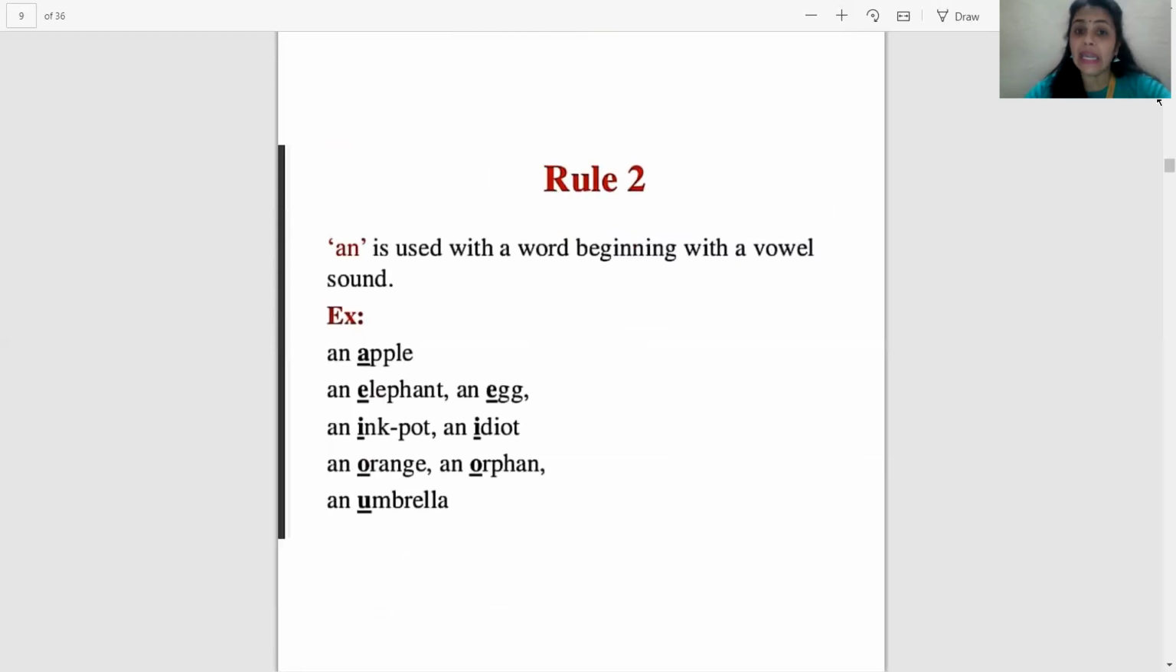Rule 2: an is used with a word beginning with a vowel sound. An apple, an elephant, an egg, an inkpot, an idiot, an orange, an orphan, an umbrella, and many of this sort. Here also we are not in a fix. We don't have any issue choosing because we know all these words begin with vowel letters, as well as their sounds being vowels. And I hope, children, you know which five letters are vowels. They are A, E, I, O, U, and the rest are consonants.